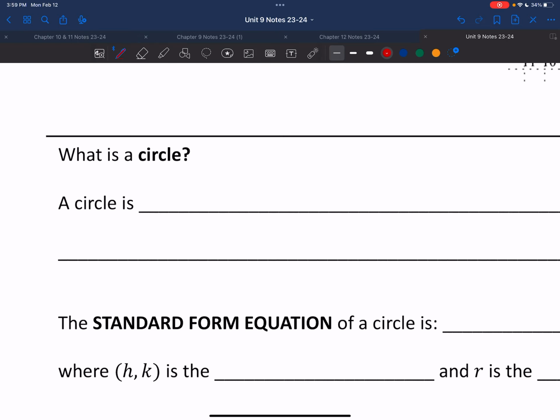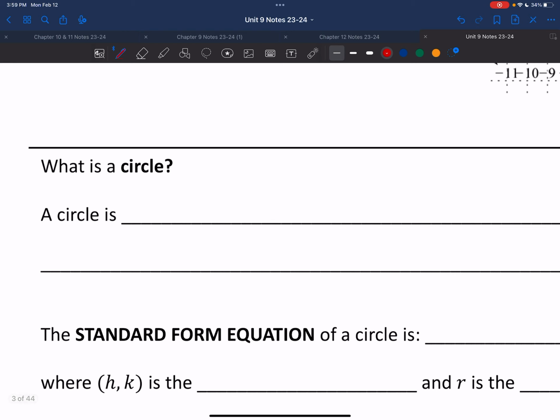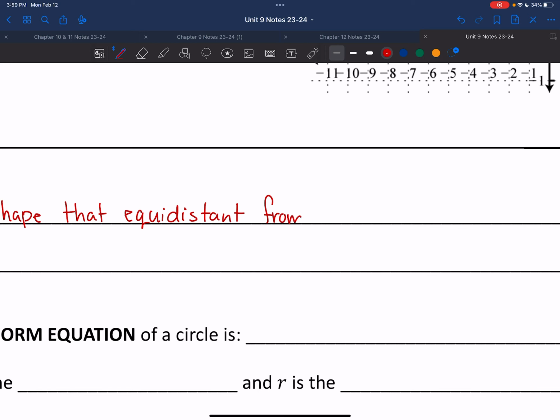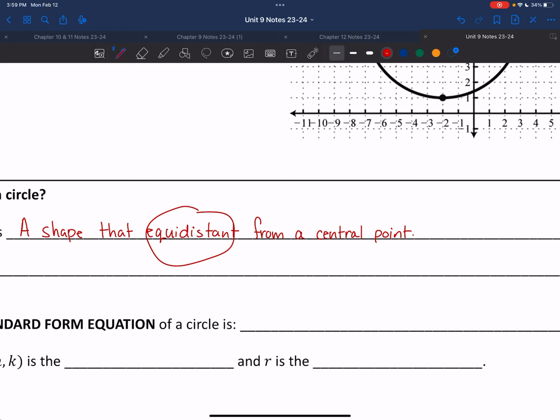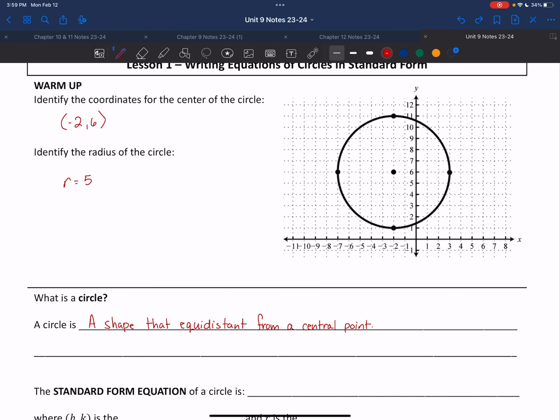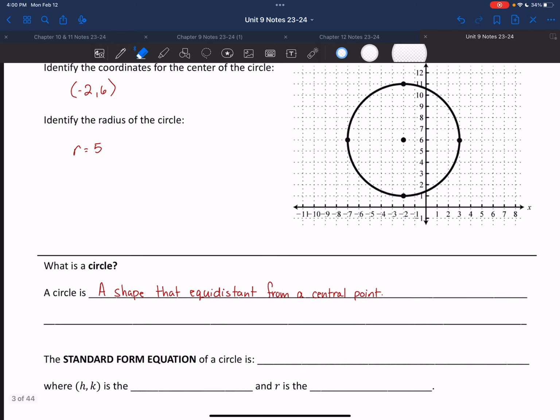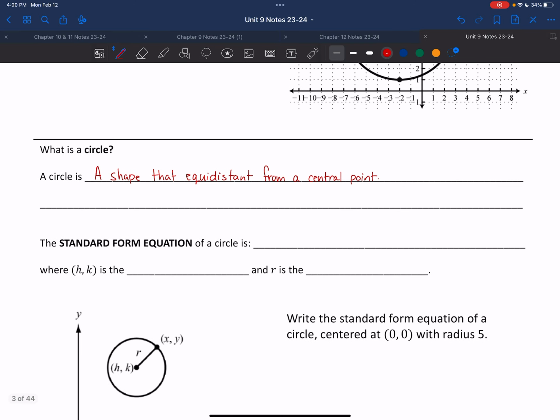Now it says, what is a circle? A circle is a shape that is equidistant from a central point. All right, so the word equidistant, that just means that no matter which direction you go, if I go this way or this way or this way, doesn't matter which direction I go, I'm always going to go the same distance from that center point out to the edge to reach the circle, and that distance is your radius.